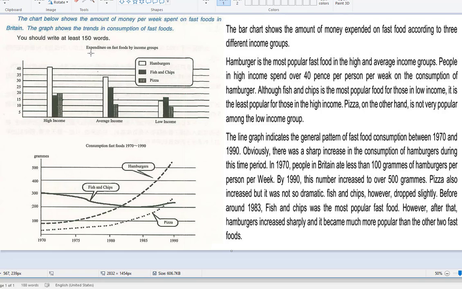Okay, so the first chart. The chart below shows the amount of money per week spent on fast foods in Britain. The graph shows the trend in consumption of fast foods. So we have expenditure and consumption. Okay, so up, up, down. Major trends here is this white. What's the white? Hamburgers. Hamburgers down.